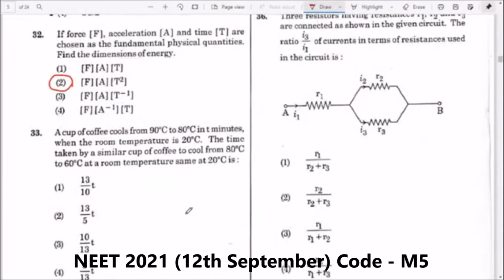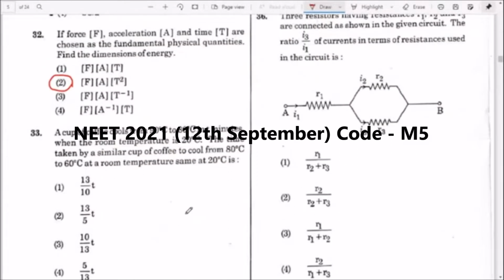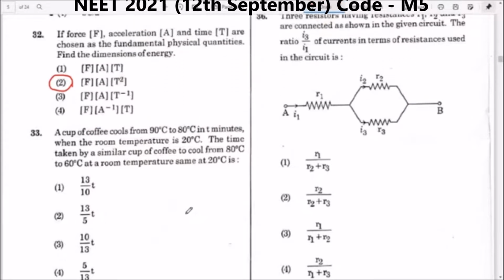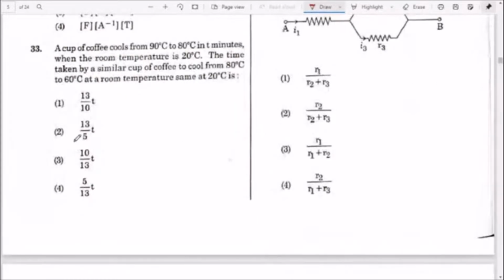Next, question number 33. A cup of coffee cools from 90 degrees to 80 degrees in T minutes when the room temperature is 20 degrees centigrade. The time taken by a similar cup of coffee to cool from 80 degrees to 60 degrees at the same room temperature of 20 degrees centigrade. So how will you do? Option 2, 13 by 5, is the correct option, students.